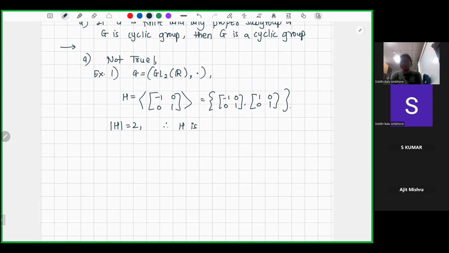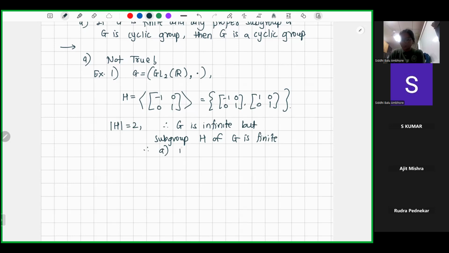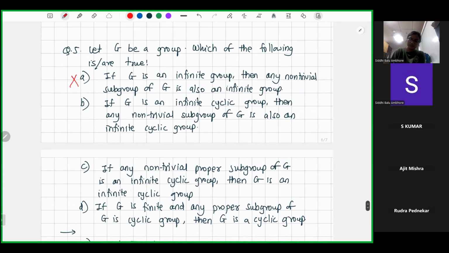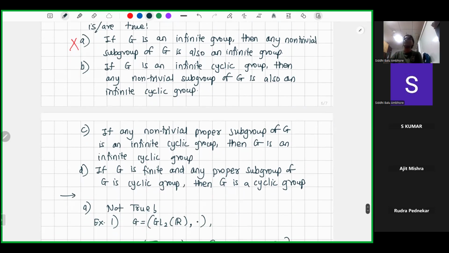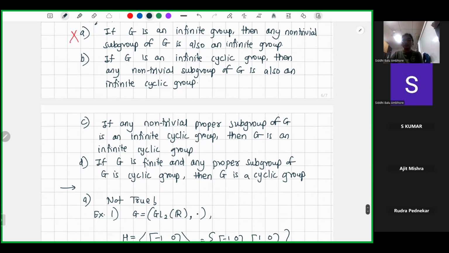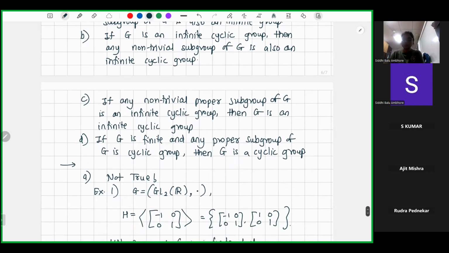Therefore A is false. G is infinite, but subgroup H of G is finite. Therefore, A is false. Okay, so this A is not correct. A non-trivial subgroup of an infinite group need not be an infinite group. I hope this was okay.